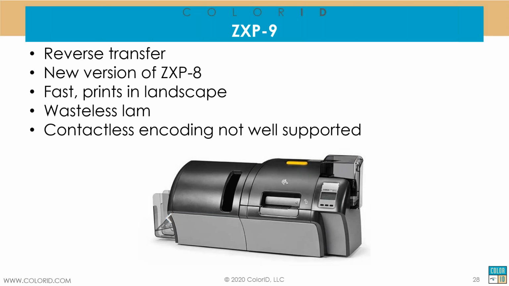ZXP9 is the remake of the ZXP8, which is a reverse transfer printer. When the 8 first came out, just like all the other companies, it was a lot of trouble in the first few years. They worked most of that out, and then they introduced the 9. It has a pretty cool feature in that it prints in landscape mode. So the print head is wider than most other ID card printers. It prints across the short dimension of the card. So it's quicker. So it actually is pretty quick for a reverse transfer printer. And it also has the wasteless lam, which is a nice feature.